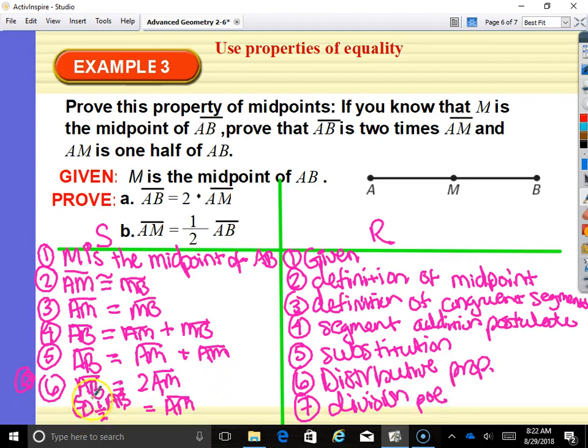And then the last thing would be here. This would be step 8. And step 8 is just flip-flop, which is going to be the symmetric property, right? Because all I did was flip it so that it's AM on the left. Make sense? That's it.